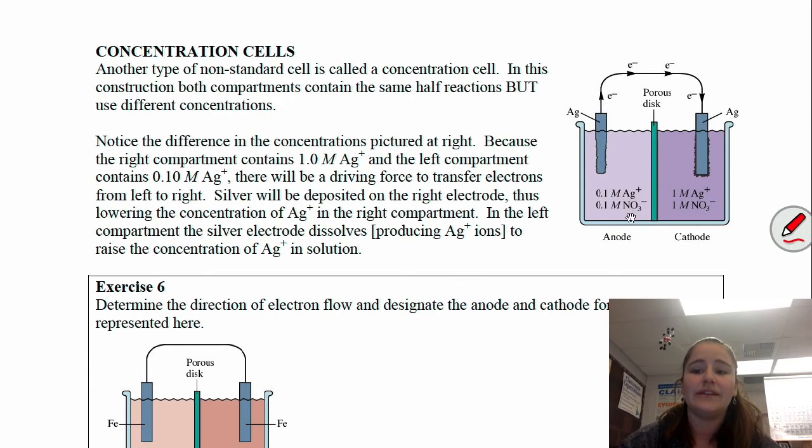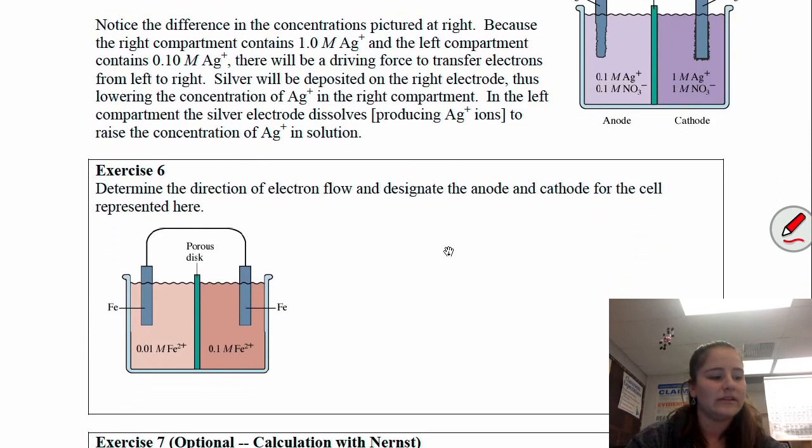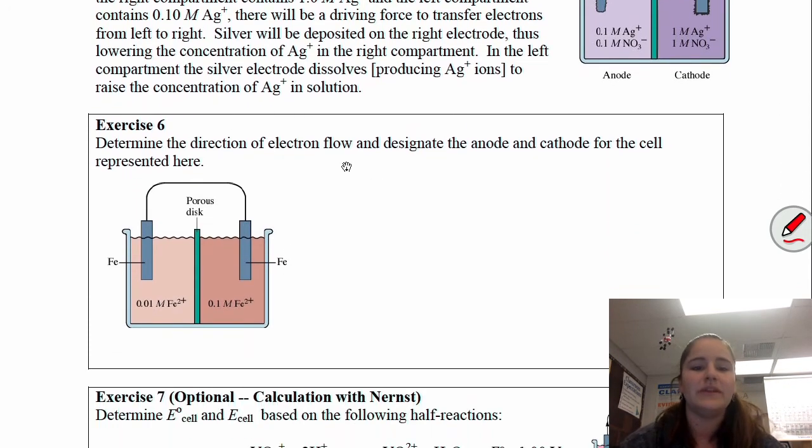Okay, so it's going to want to fix that, and it's going to want to transfer electrons from left to right to remove some of these silver ions from solution and plate them as silver, solid silver. Okay, so it is another type of cell. So let's look at an example here. Determine the direction of electron flow and designate the anode and cathode for the cell represented here.